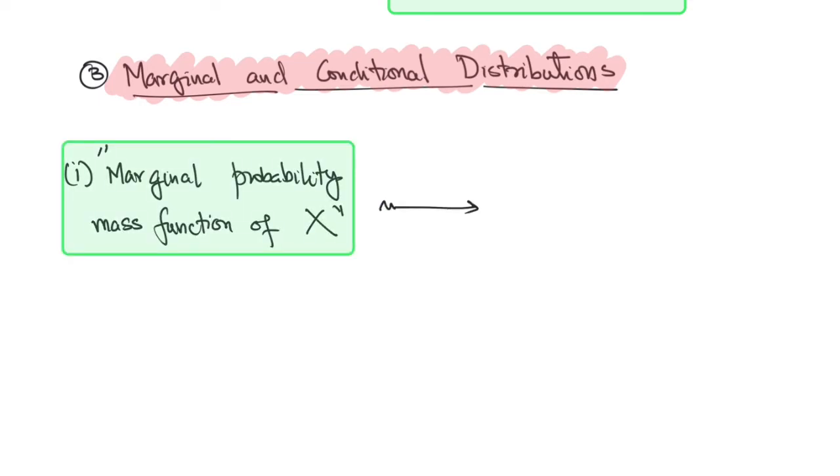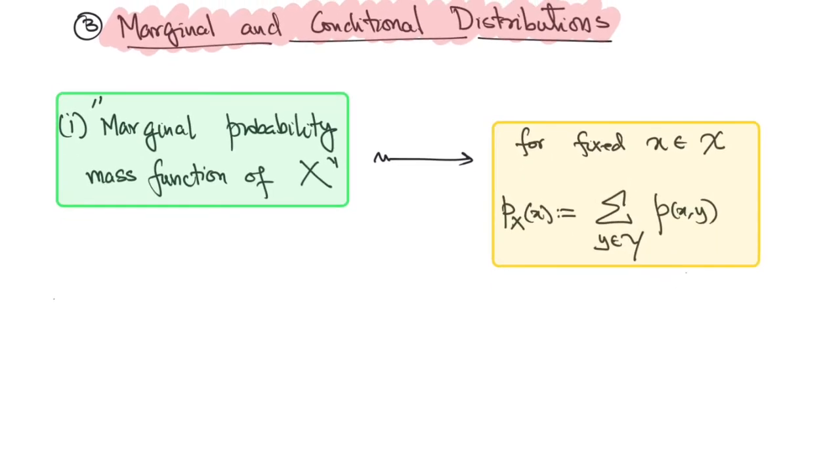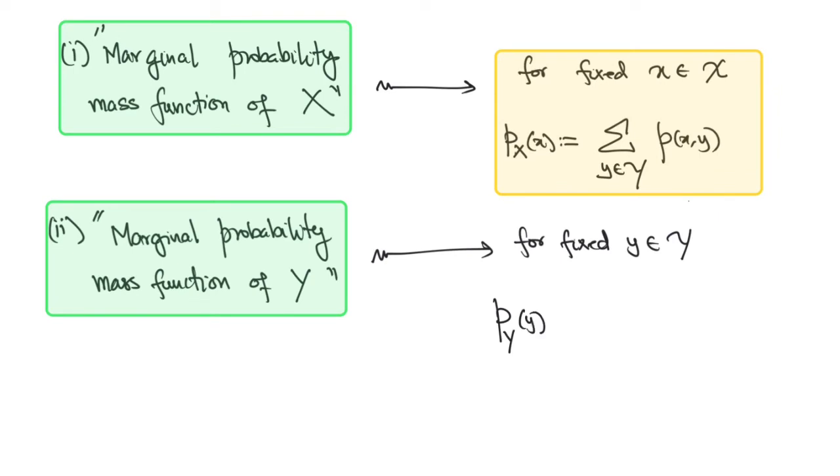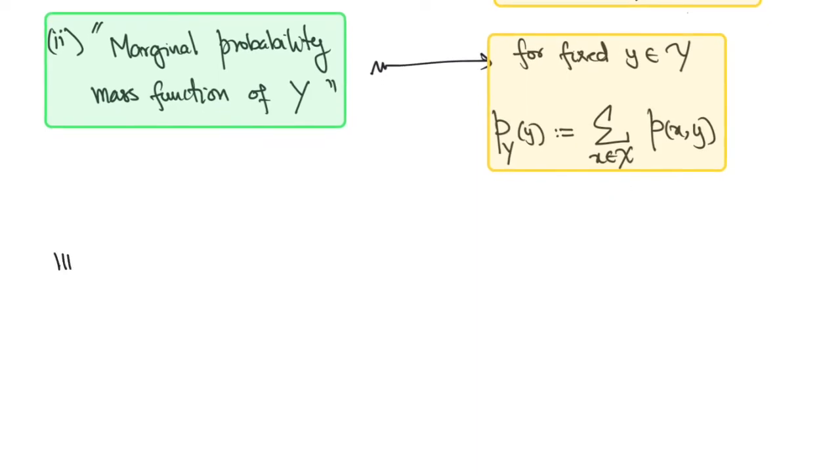The marginal probability mass function for the random variable x is going to be derived from the joint probability distribution. For a fixed value of x inside script X, the marginal is defined as the sum over all y of p(x, y). Similarly, the marginal probability mass function for the random variable y is defined using the joint probability distribution as the sum of all p(x, y), where x varies over the values of script X and y is fixed.